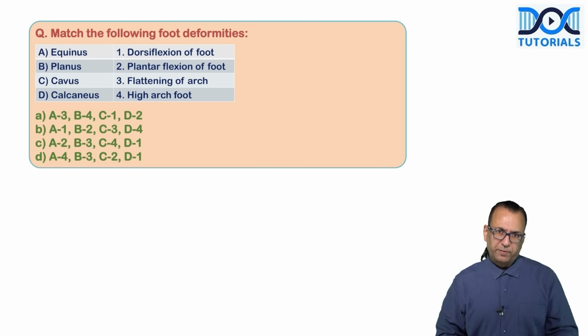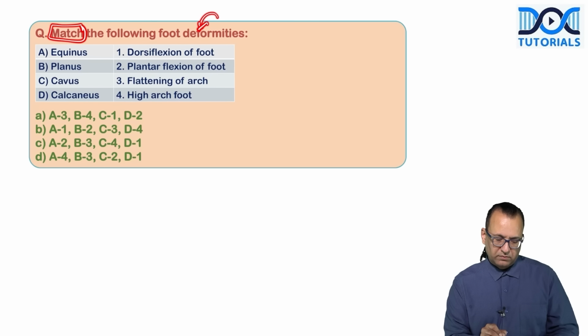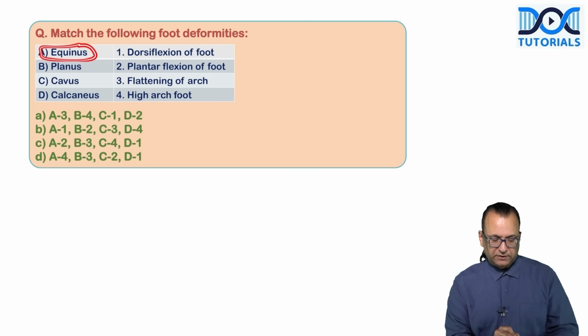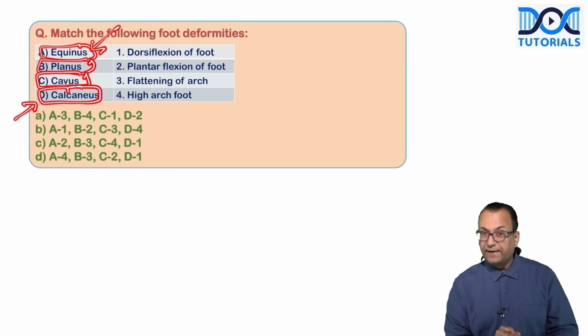Some foot deformities are given and we have to match them, like equinus, planus, cavus, or calcaneus. Equinus refers to the horse, like the horse hoof, and planus means the arches are flat, a flat foot. Cavus means exaggerated arches, like the medial longitudinal arch is very much exaggerated. Calcaneus means the patient is walking on the calcaneum, that is the heel.